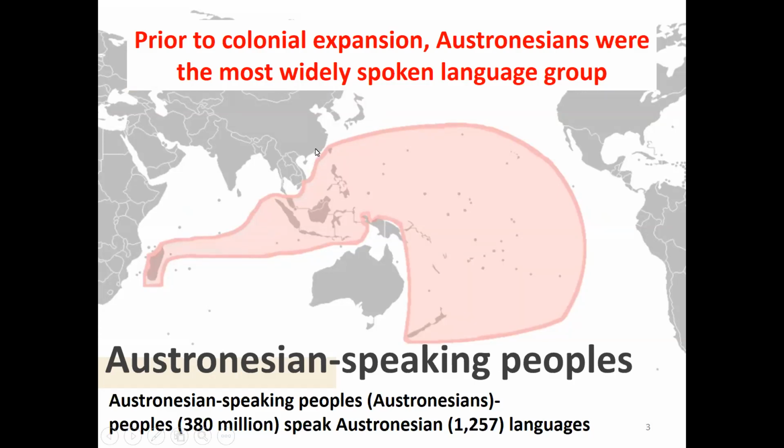Okay, and you can see that the distribution was very, very wide, including all the islands of Southeast Asia, the coastal area of the New Guinea island, and all the area we call Micronesia, Polynesia, and a large area of what we call Melanesia. This language group comprises approximately 1,200 different languages. They are spoken by more than 380 million people. As I mentioned, prior to colonial expansion, Austronesians were the most widely spoken language group.